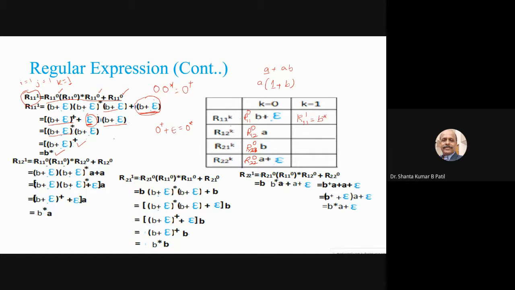Like that you can simplify the R121. So this is R121. R121, the i value is 1, j value is 2, k value is 1. Wherever i is there in the equation, you replace it by 1.